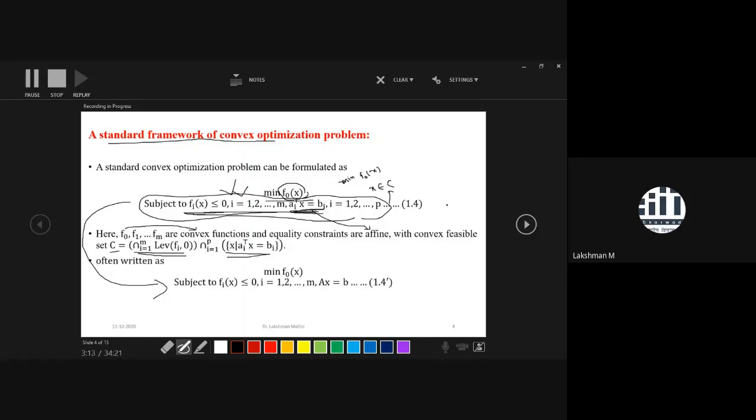So the compact form of the above problem is: minimize a convex function f naught subject to f of i less than or equal to 0, where i varies from 1 to m, and Ax equal to p. That means jointly you are writing all these affine or linear equations in matrix form. This is very clear from linear algebra. Also there is an important property: the feasible set of a convex optimization problem is always a convex set.